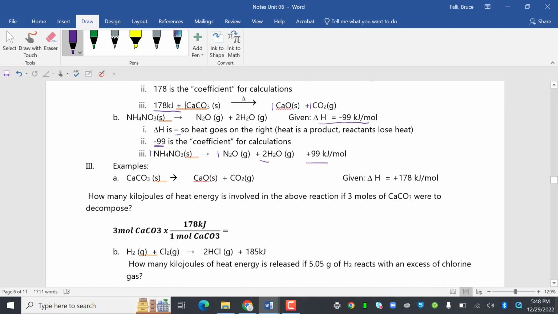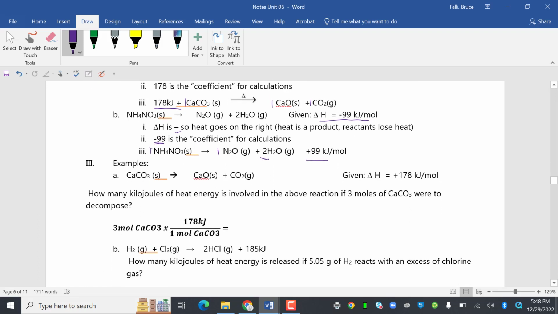How many kilojoules of heat energy is involved in the reaction if 3 moles of calcium carbonate were to decompose? So my given number is 3 moles of calcium carbonate. Just like before, I hate you, calcium carbonate.